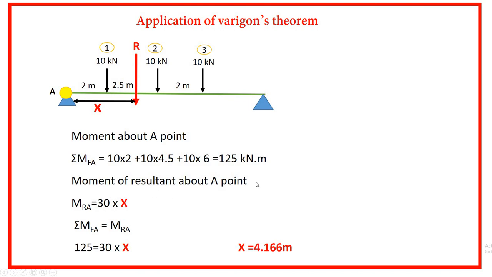And the moment of the resultant about the same point is, suppose the resultant is acting over here, right? And the total resultant force is 10 plus 10 plus 10, which is equal to 30. And we don't know x, so it is 30 into x, right? So now applying Varignon's theorem, the algebraic sum of moments of all forces about a point is equal to the moment of the resultant about the point. Now equating these two, we can determine x, right? So the resultant is acting at 4.16 meter from point A, right?